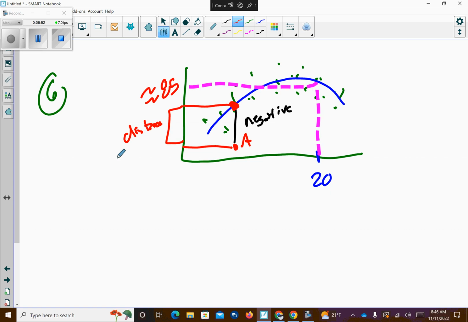It's about 25 minus 50, meaning that this is at 25 in the y direction. This is at about 50 in the y direction. So we subtract our data point from our observed.